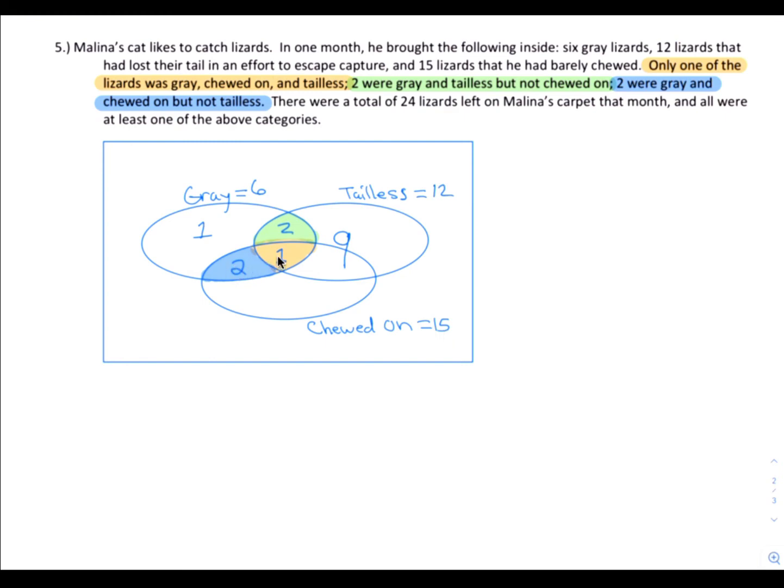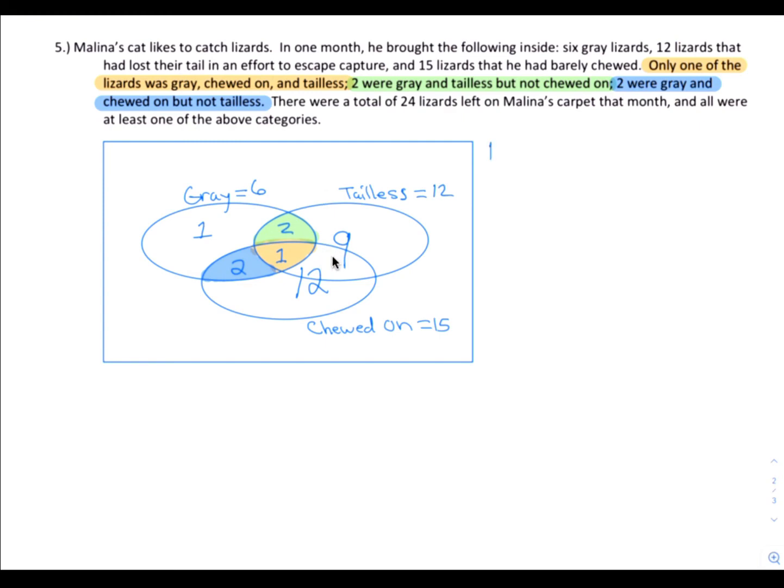Likewise, in the chewed on circle, that has to add up to 15. We already have 2 plus 1 is 3, and so 3 from 15 leaves us with 12. So we know that the number that goes here in the middle plus the number that goes here must add up to 12. And so we can calculate this middle section here by doing the following.